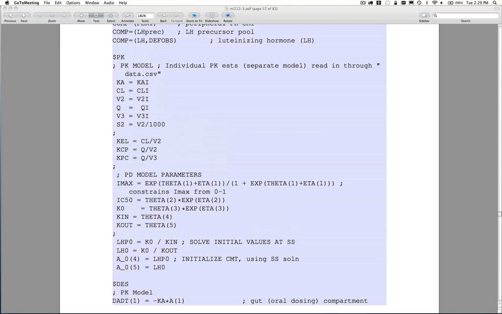Yeah, and another piece I should add is that when you parameterize this particular model in this fashion, so that you have your IMAX constrained to 0 or 1, you then have to make sure that you do not constrain this theta value. It should be allowed to go both positive and negative, so that you can determine the full range from 0 to 1. If you were to bound your theta 1 estimate to 0, obviously you'd miss out on the lower values of Imax.